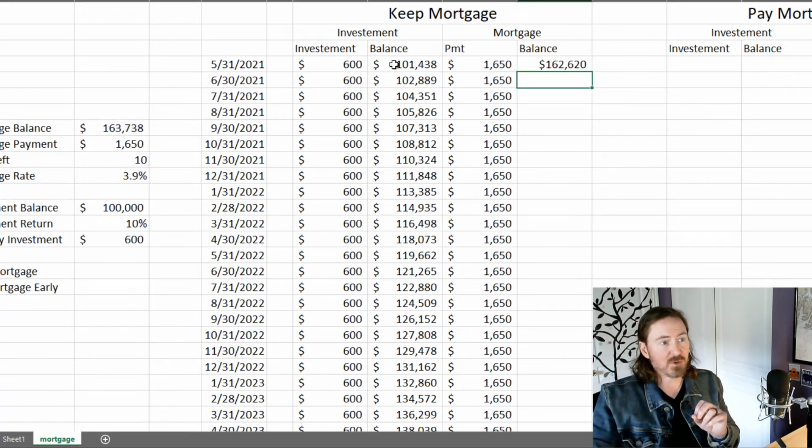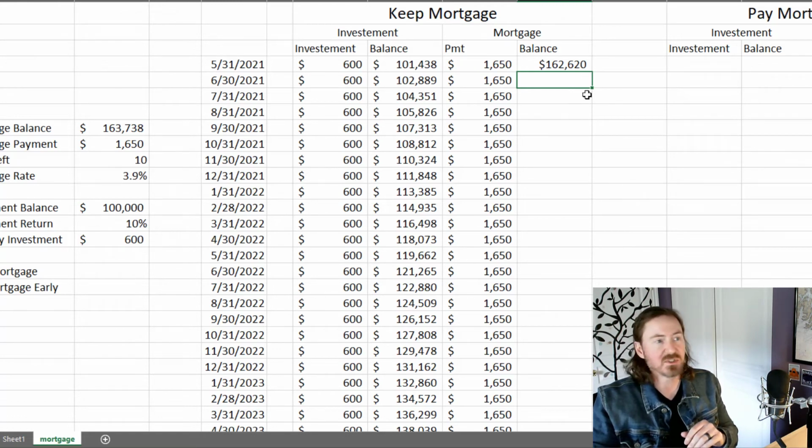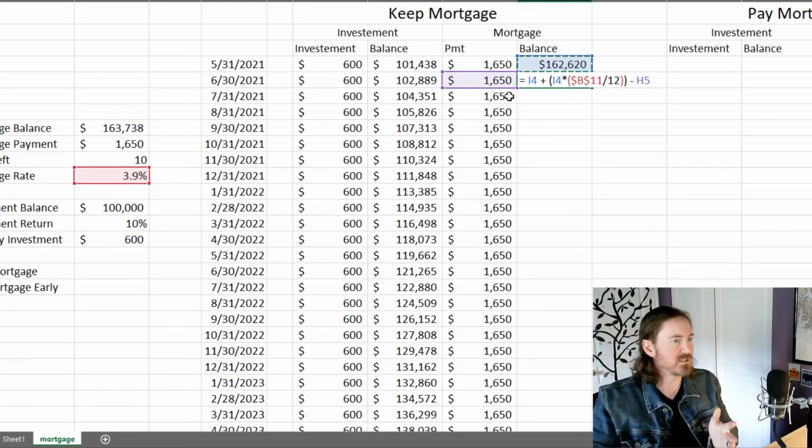And so after my first payment, my balance went from $163,700 to about $162,600. Let's try the second row. I'm going to just autofill this down once and then make the corrections. So for my second formula, instead of B9, it's going to be the previous balance. B11 stays the same. H5, that updated perfectly.